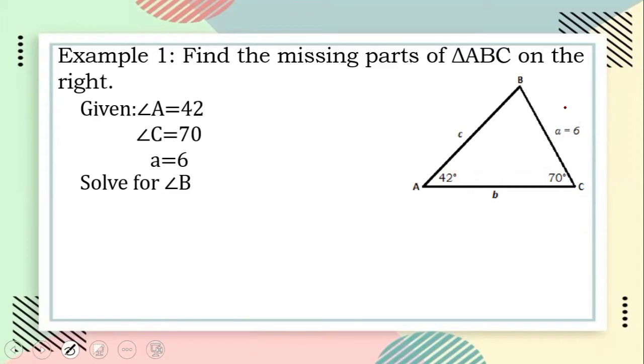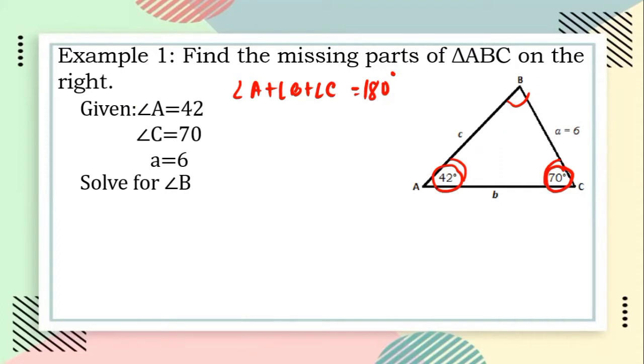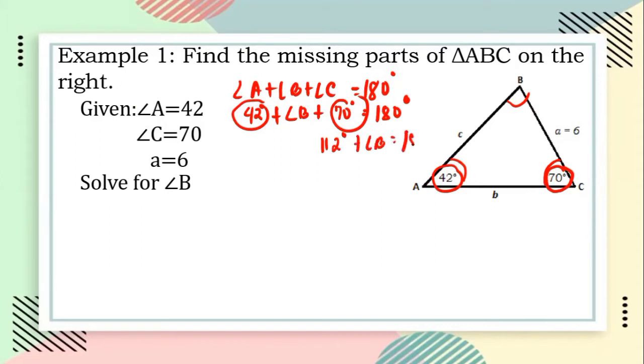Let's proceed to solving the measure of angle B. By the way, do you know the total measure of interior angles of a triangle? Very good, that is 180 degrees. It means that angle A plus angle B plus angle C is equivalent to 180 degrees. We only have two given angles and angle B is missing. So we add 42, the value of angle A, plus angle B that is missing, plus the measure of angle C that is 70 degrees, and that equals 180 degrees. Add 42 and 70 degrees. The answer is 112 degrees, plus angle B equals 180 degrees.